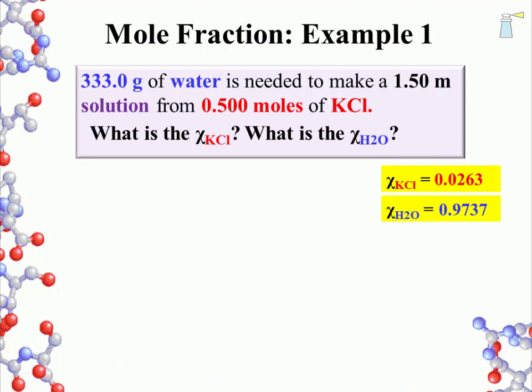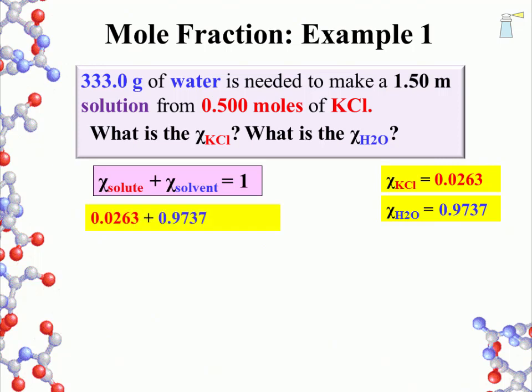Earlier it was said that the mole fraction of the solute plus the mole fraction of the solvent should equal 1. If we did our calculations correctly, then 0.0263 plus 0.9737 should be equal to or close to 1. And it is. The parts sum to the whole.